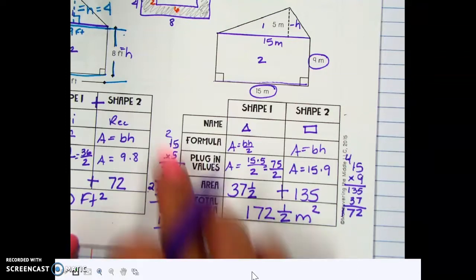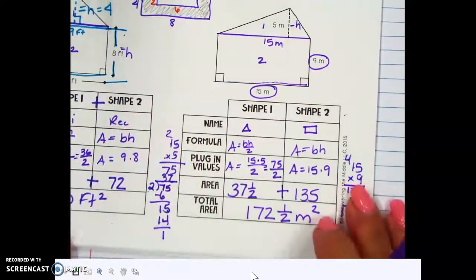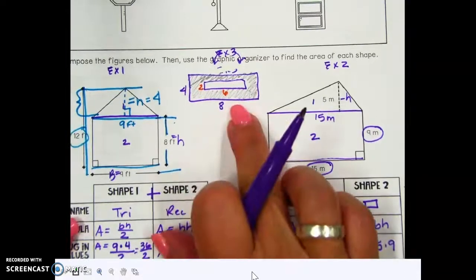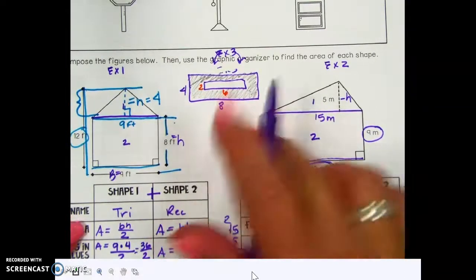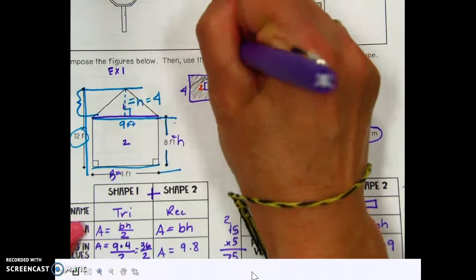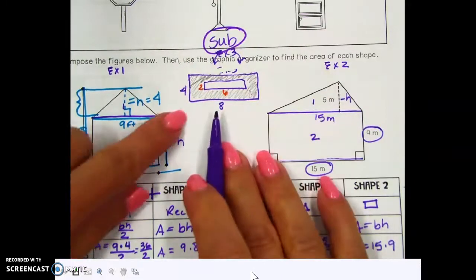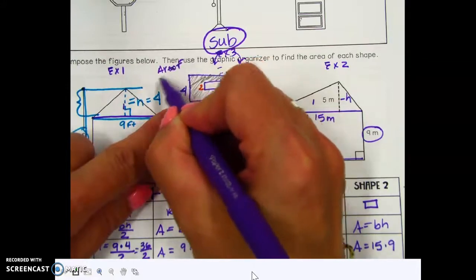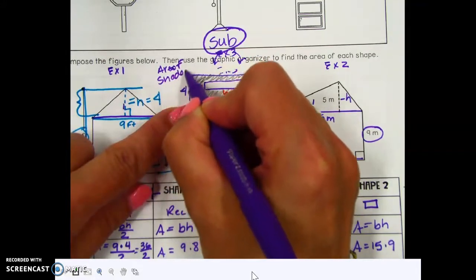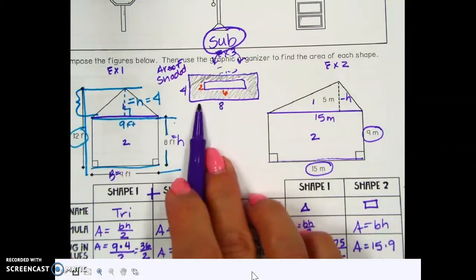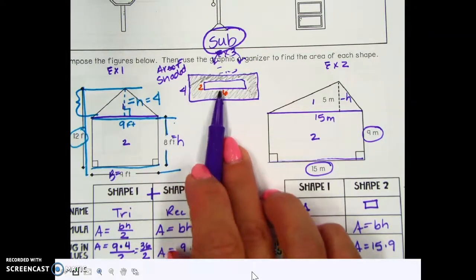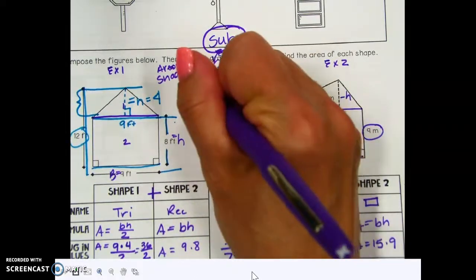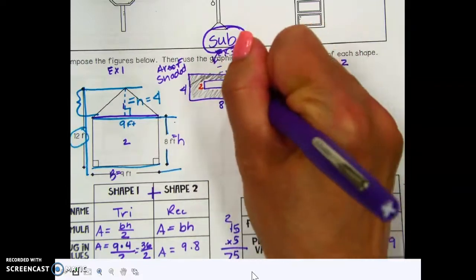Okay. Now we're getting to this one. Now remember what I said. These two were adding. Well, look at this one. I'm going to tell you that we are going to subtract. Why? Because we're going to find the area of the shaded. So if I find the whole area, then I find this area, I can subtract them. So I have figure 1 and I have figure 2.